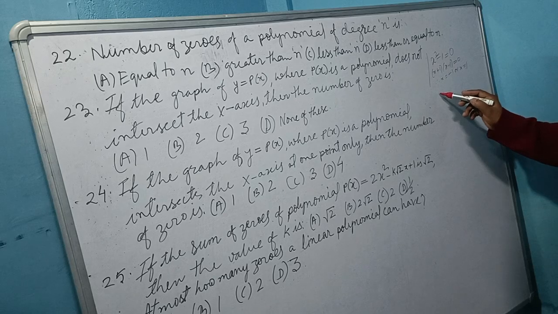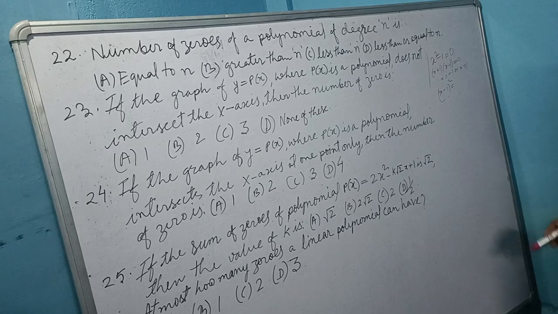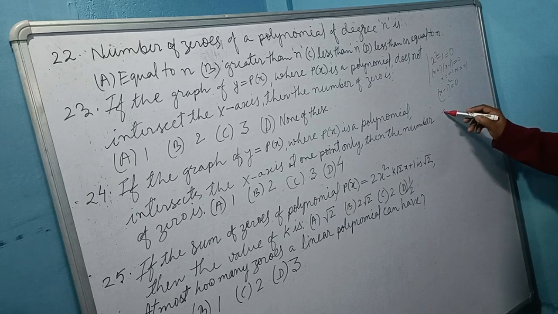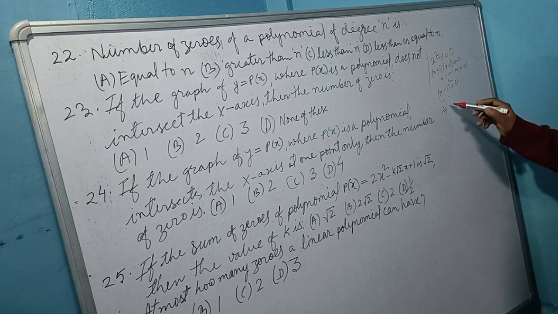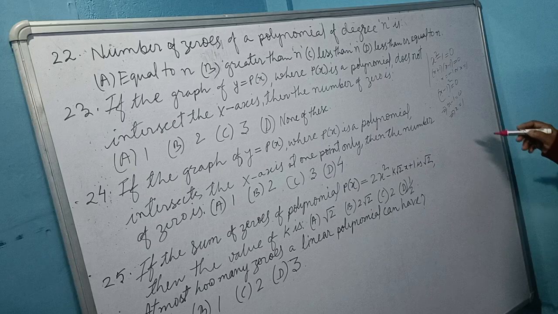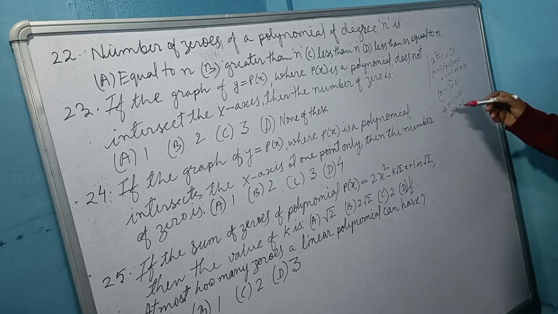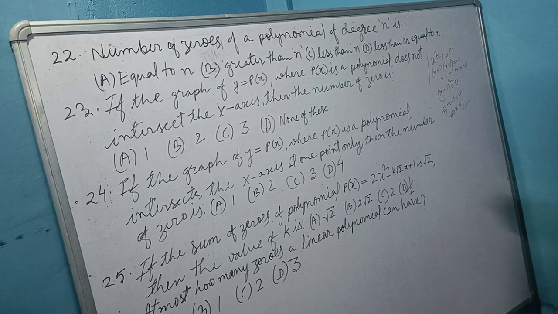Now think about x minus 1 whole square equal to 0. If you take the square root on both sides, clear? Then you will get x minus 1 is equal to 0, so x is equal to 1. That means in this case you are getting only one zero. If you write x minus 1 into x minus 1, x is equal to 1, x is equal to 1. It's just repetition, clear?